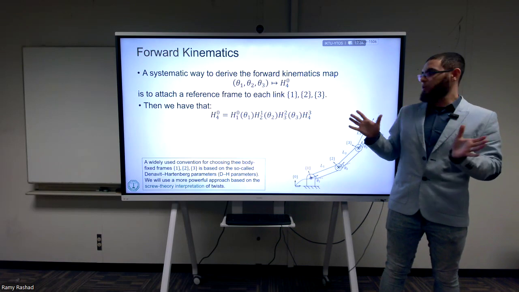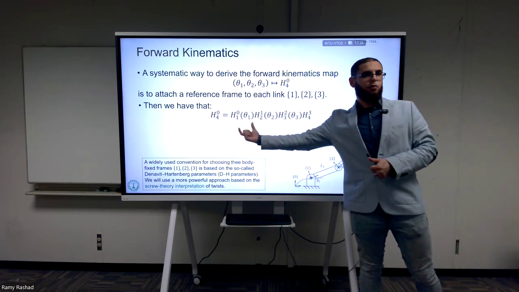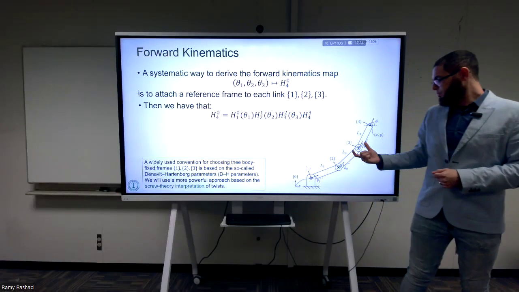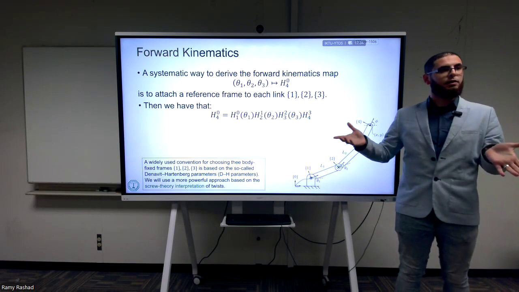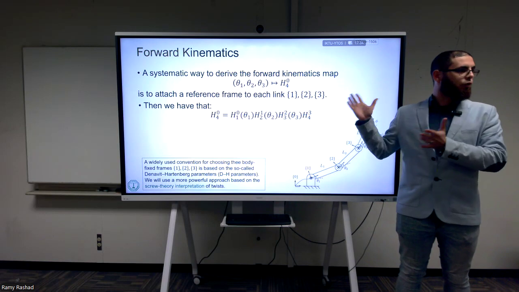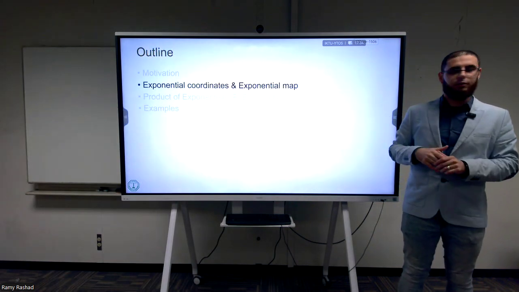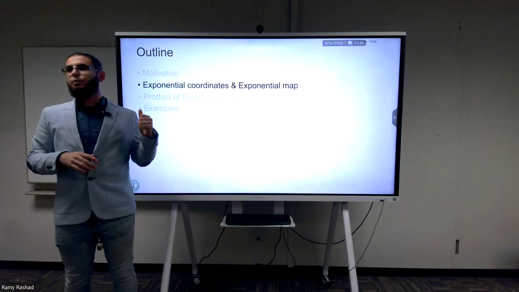So the end result is that what we're going to be doing today is trying to find an extremely systematic way of defining these homogeneous transformations, such that doing it for this example or for something more complicated will become a piece of cake. And hopefully we'll have some time to go through some examples so that you can try yourself. So we're going to start with the concept of exponential coordinates.